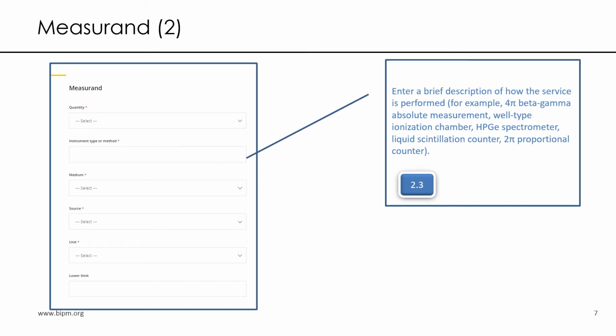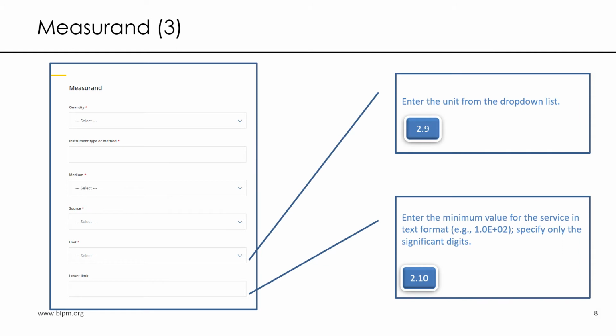So the next step is to include a brief description of how the service is performed. So there are some examples here. You might be carrying out the measurements by liquid scintillation counting. You could be using a high purity germanium spectrometer or an ionization chamber.